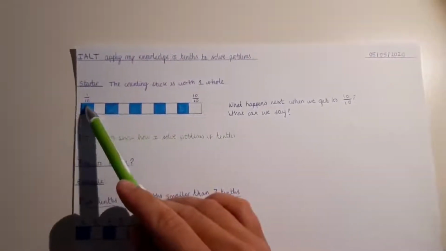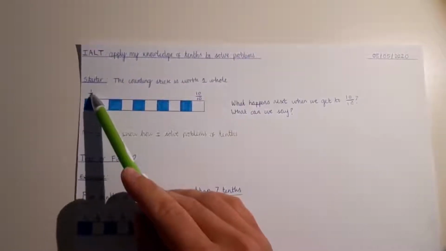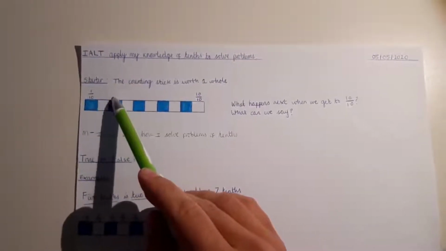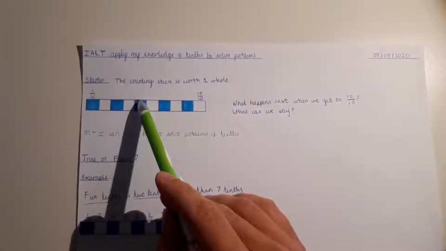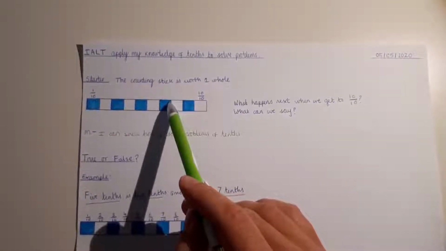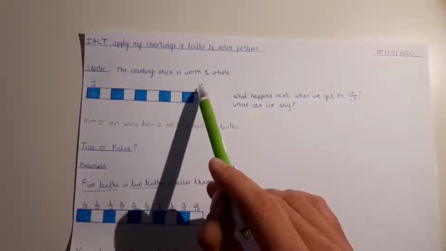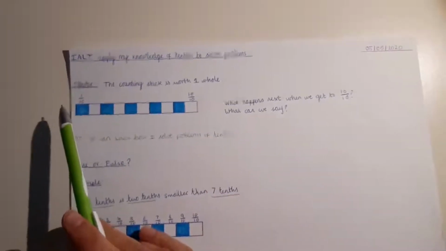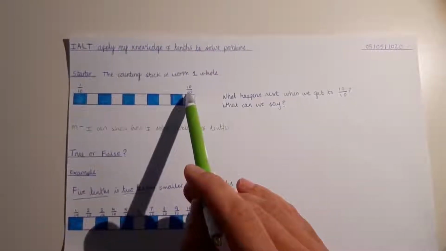Now when you're doing this, if you need a bit of help, you can write down each tenth. So you can write the fraction above: 1/10, 2/10, 3/10, 4/10, 5/10, 6/10, 7/10, 8/10, 9/10 and 10/10. Now let's practice counting backwards.